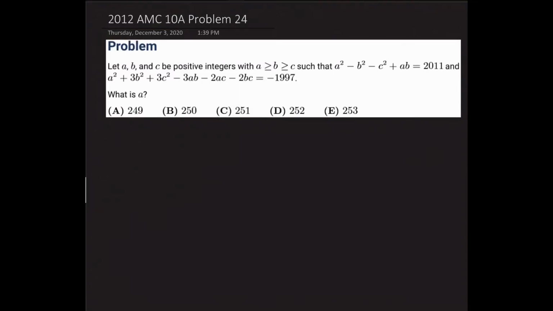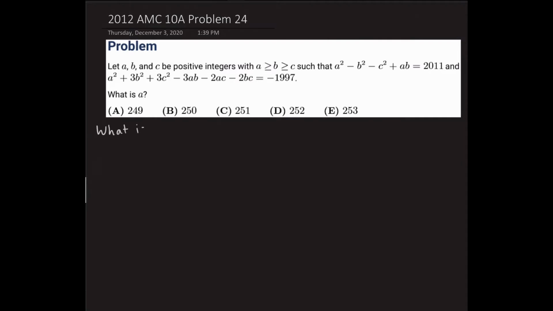to be solving the 2012 AMC 10A problem 24. Let's read through the problem. It says, let a, b, and c be positive integers with a greater than or equal to b greater than or equal to c, such that a squared minus b squared minus c squared plus ab equals 2011, and a squared plus 3b squared plus 3c squared minus 3ab minus 2ac minus 2bc equals negative 1997. What is a? So let's just write down whatever we have.